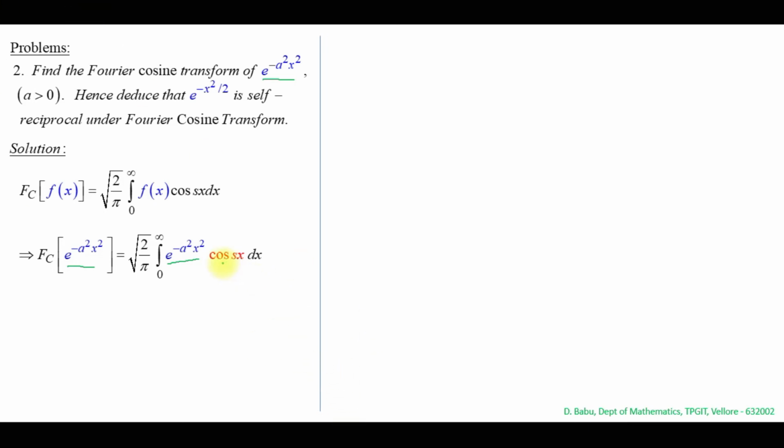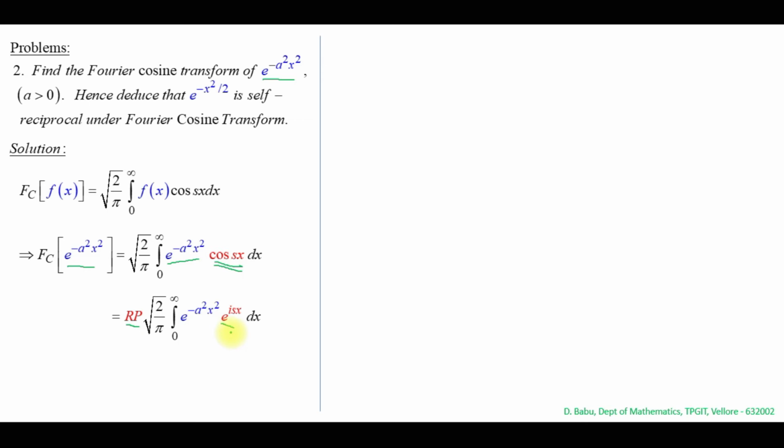Next, note that cos sx can be written as the real part of e power isx, because e power isx equals cos sx plus i sin sx. So the real part of e power isx is what? Cos sx. Therefore, cos sx can be written as the real part of e power isx.